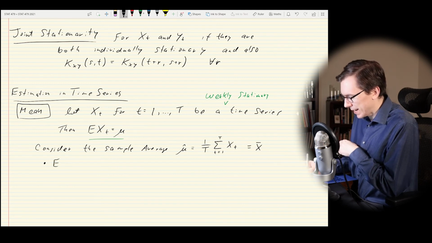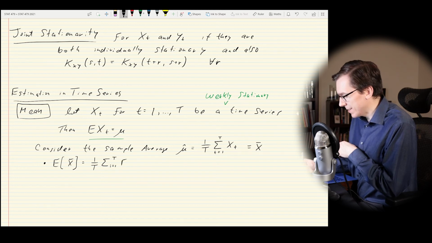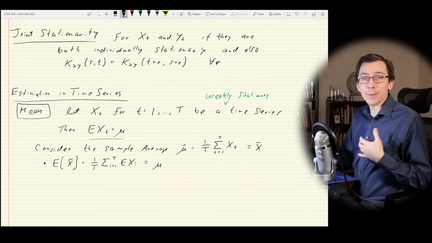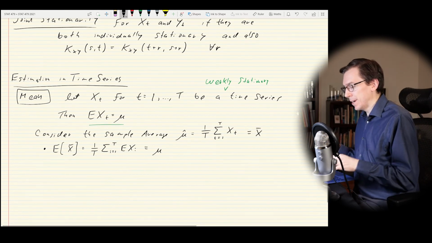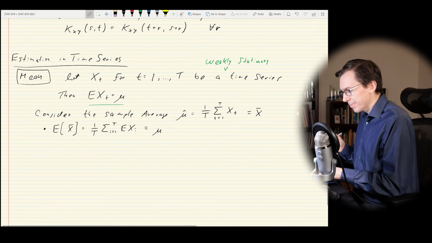So to do that, we would take the expected value of our x bar, and we find out that that's just 1 over T times the sum, i from 1 to capital T, of the expected value of our x_i's, and sure enough, this is just going to be mu. So yeah, we have a good unbiased estimator, but let's consider the variance, okay?